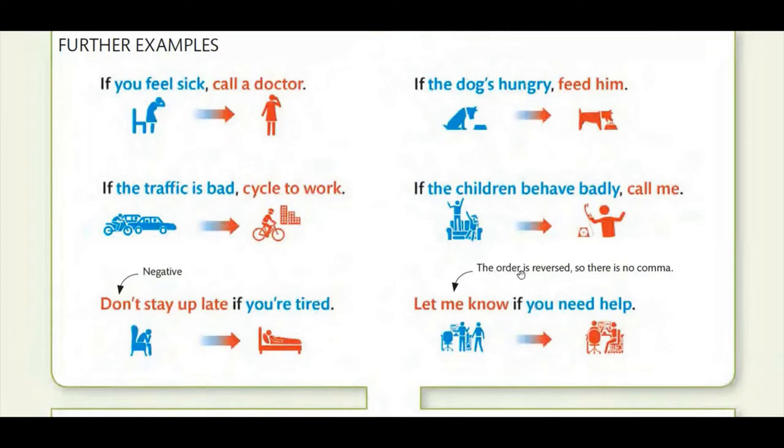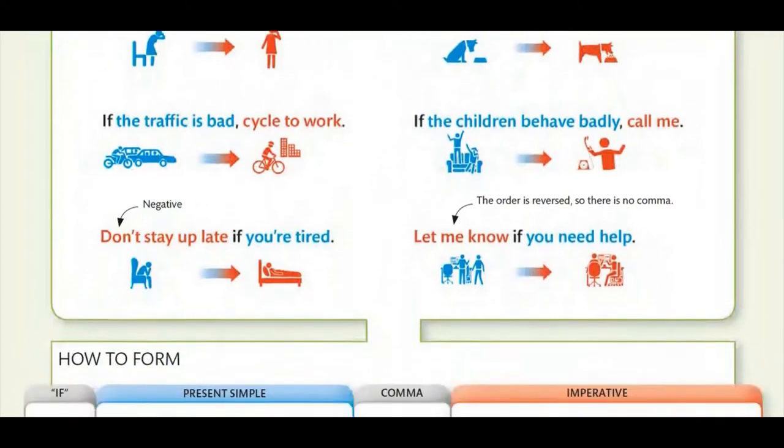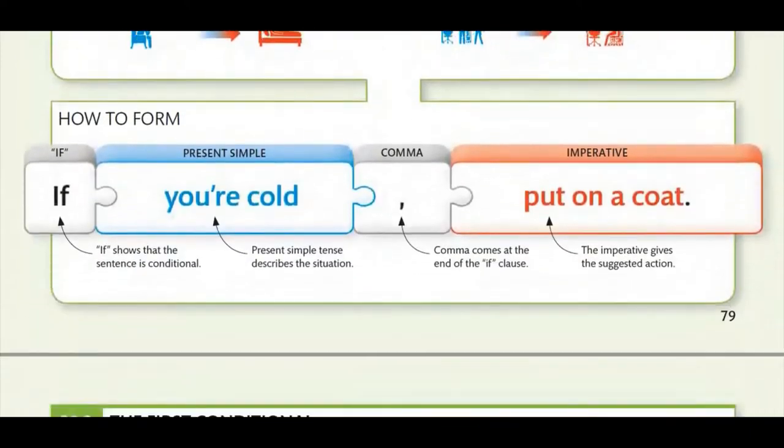So the order is reversed in this case, so there is no comma. So these are the imperative sentences. And how to form them? Use if and then present simple tense, and after that we use a comma, and then we use an imperative sentence, and all should be in present simple.